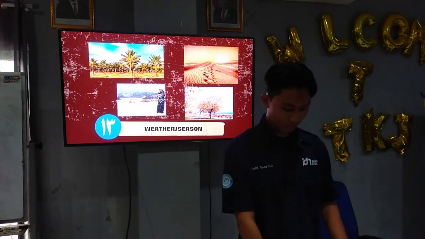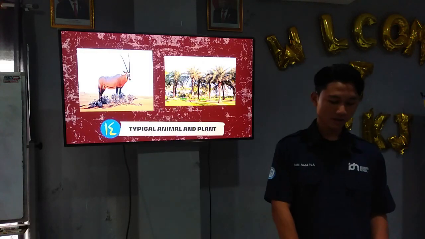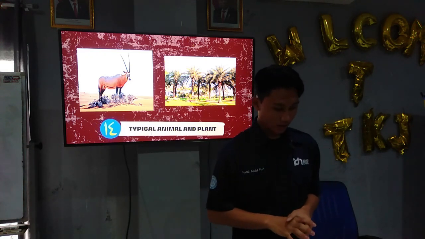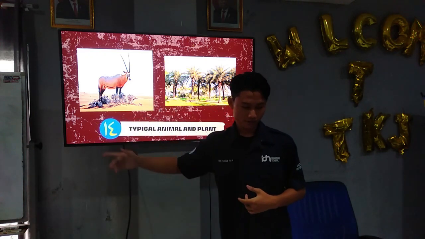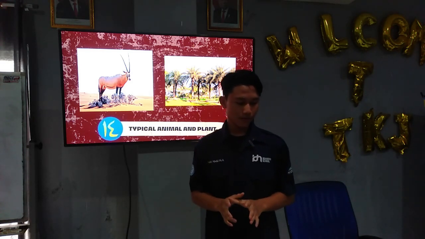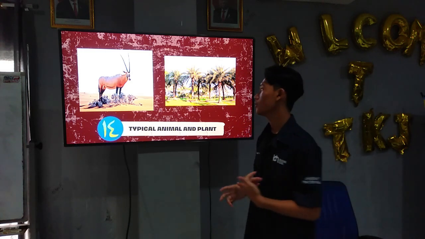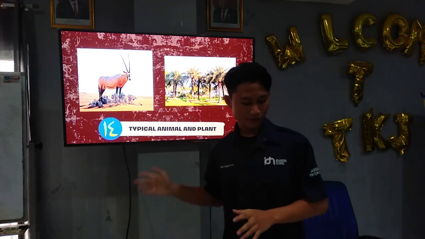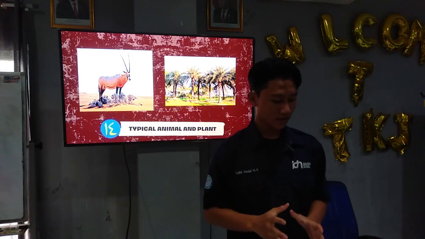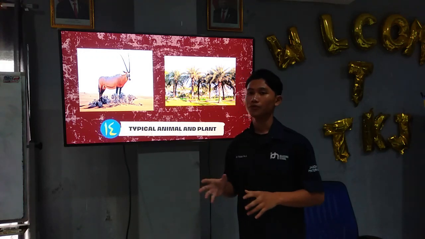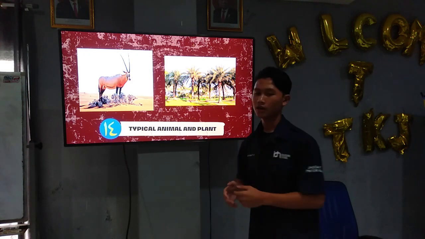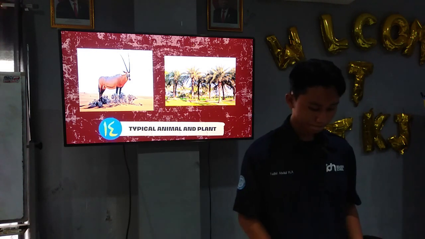Okay, next we will discuss the typical animal and plant. The Arabian oryx is a notable animal found in Saudi Arabia's deserts, and date palms are commonly cultivated in Saudi Arabia. If we come to Saudi Arabia, there are so many palms there.